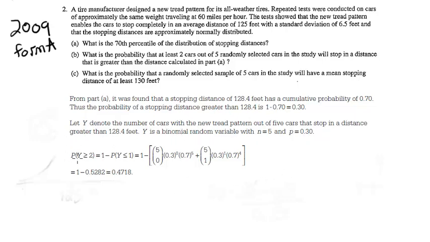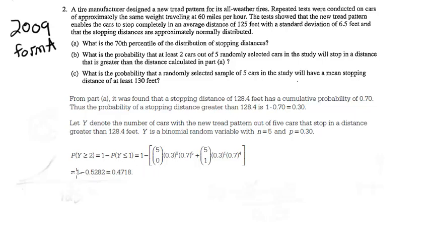So they're saying this is the probability that two or more of the cars have a stopping distance greater than 128.4 feet, which is the complement of the probability that one or fewer cars have a stopping distance greater than 128.4 feet. So the probability that y is greater than or equal to 2 is the same thing as 1 minus the probability that y is less than or equal to 1. And then they're working out that probability.